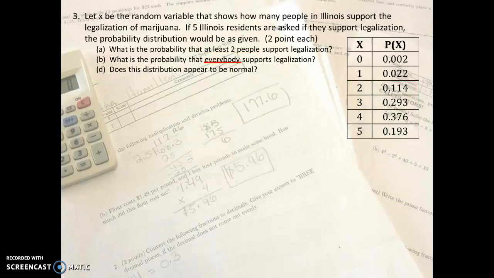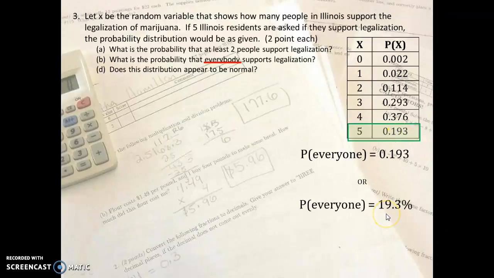Part B, everybody. Well, go back to the original problem to figure out what everybody means. If you read the entire scenario, we're talking about 5 people. Everybody would represent 5, would be 0.193. I got the answer. I could write it as a percent, and that's it. No equations, no calculations needed. You just have to look it up.